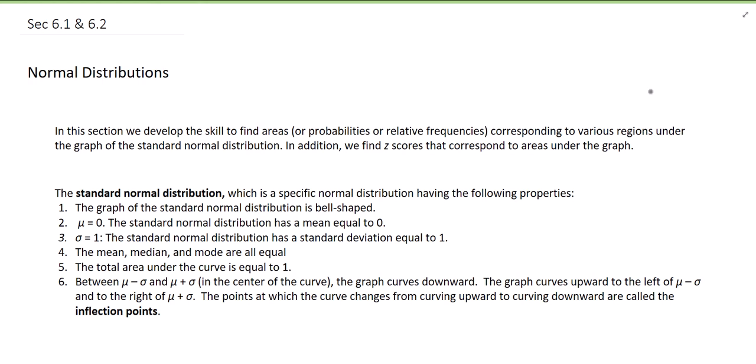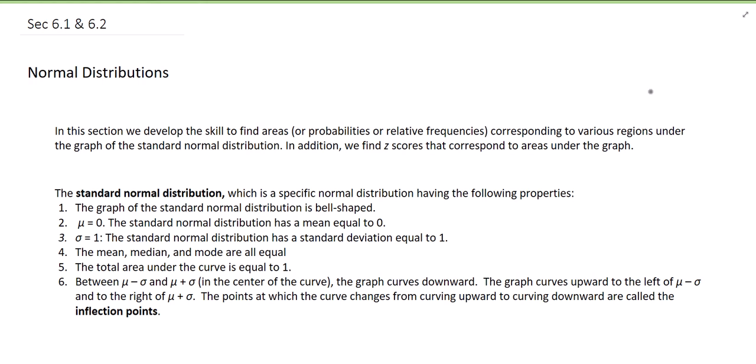So the standard normal distribution is a specific normal distribution having the following properties. The graph of the standard normal is bell-shaped, the mean is 0, and the standard deviation is equal to 1. The other thing that is important about the normal distribution is that the mean, median, and the mode are all the same. The total area under the curve is equal to 1, and again this is because this is representing the probability distribution, and in the previous chapter we discussed how the sum of all the probability distributions is 1, so the area under the curve represents the total probability.